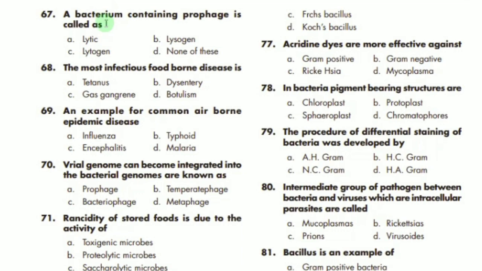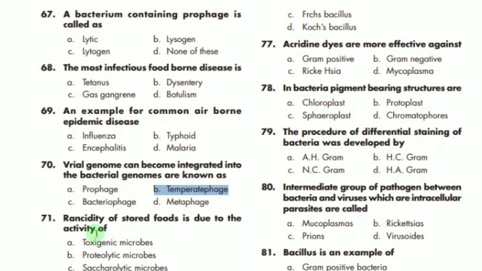MCQ number 67 says that a bacterium containing prophage, what we call that? We call that lysogen. B is the correct option. 68 MCQ says that the most infectious foodborne disease is what? So it is mostly botulism. D is the correct option. An example for common airborne epidemic disease, so the example is influenza. A is the correct option. 70 MCQ says that viral genome can become integrated into the bacterial genome. What we call that? We mostly call that temperate prophage. So B is the correct option.